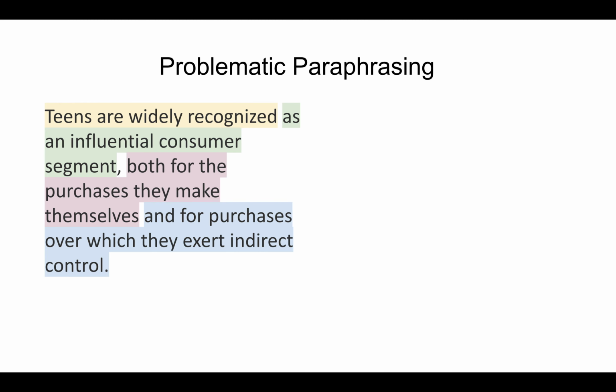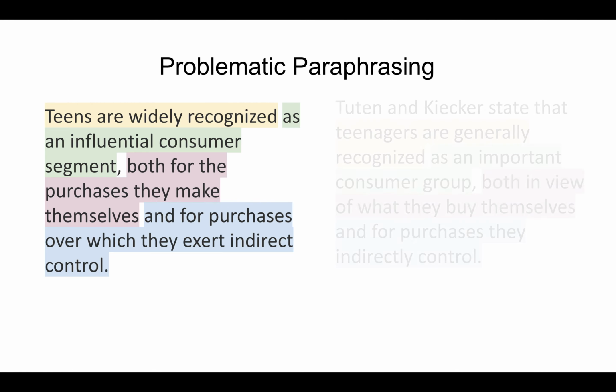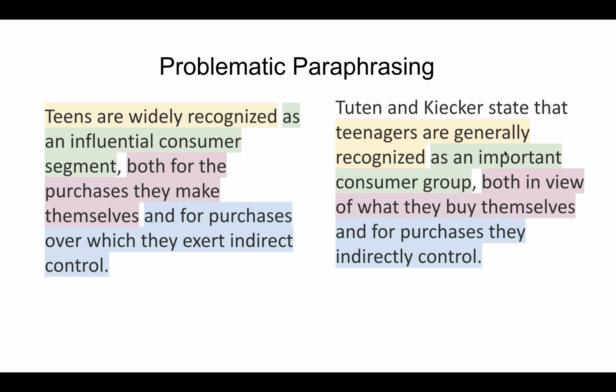Now let's talk about problematic paraphrasing, and one of the most problematic ways of paraphrasing we call patch writing. Phrases that are too close to the original. It's basically plagiarism. "Teens are widely recognized" becomes "teenagers are generally recognized." We've just patched in "generally" on top of "widely," but the phrasing is still exactly the same. We just swapped out one word. "As an important consumer group," "as an influential consumer group," right? So we have "influential" replaced by "important." So we just patched in one word, way too close to the original. So it doesn't really count as paraphrasing. We call that patch writing.